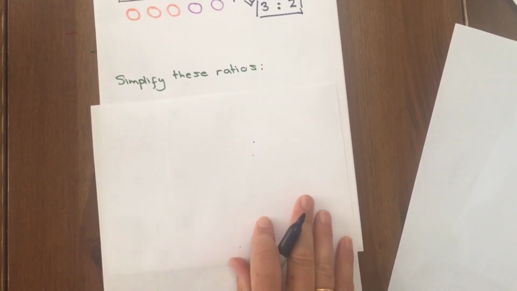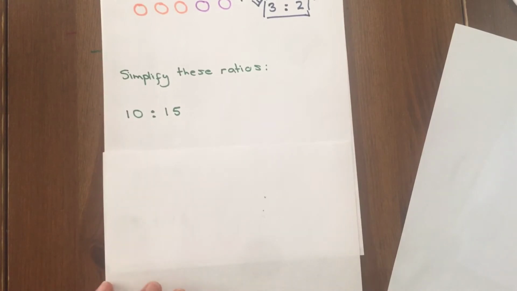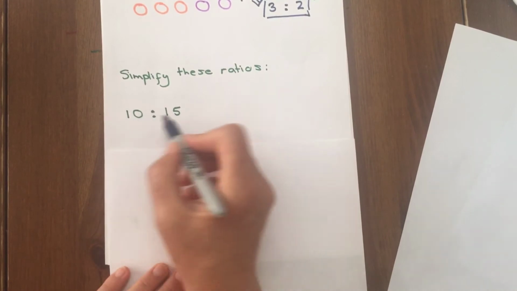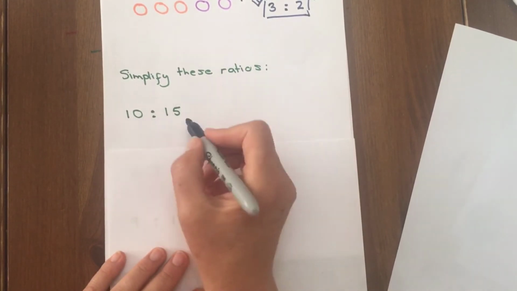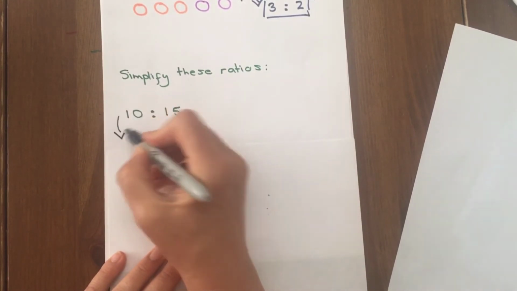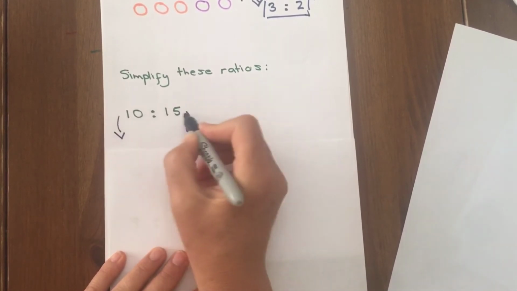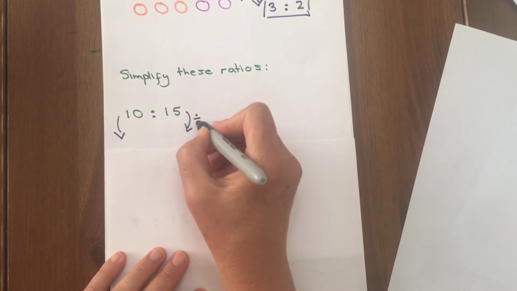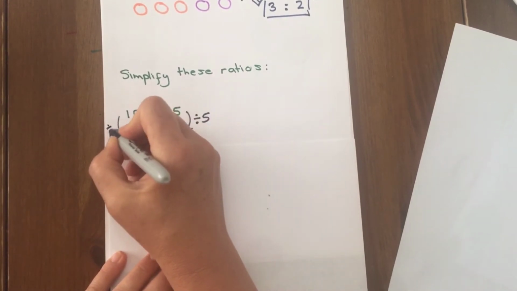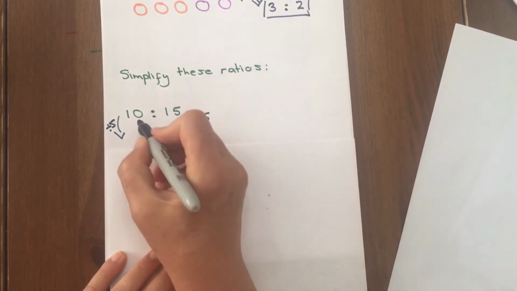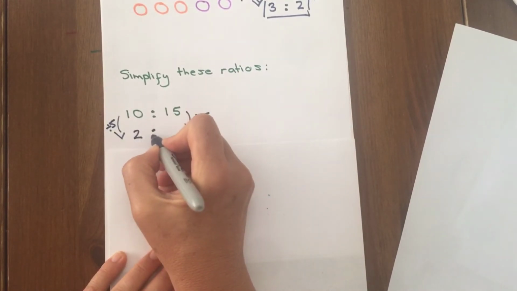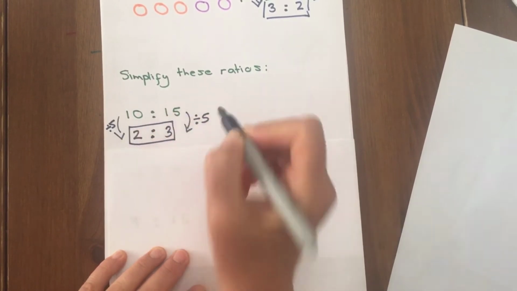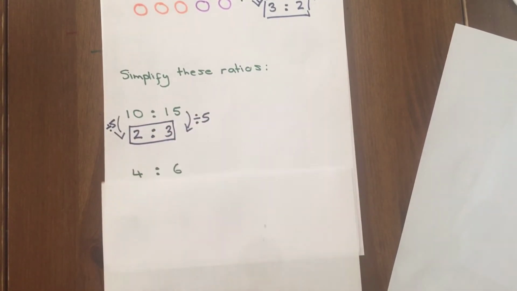Now, the questions you're going to have a go at, you don't have counters, you don't have the picture, you just have the numbers. So we're going to look at simplifying these ratios. So ask yourself, what times table are 10 and 15 in? Well, they're both in the 5 times table. So let's divide both sides by 5. 10 divided by 5 is 2. 15 divided by 5 is 3. So I have simplified the ratio.